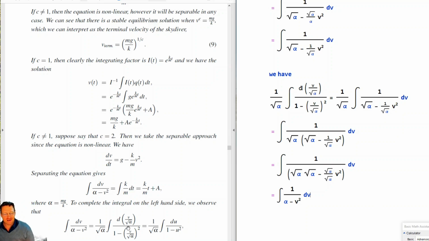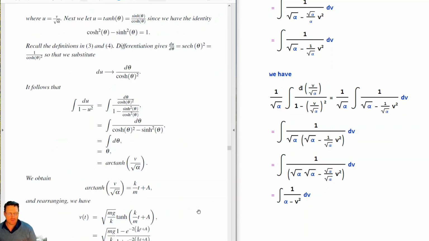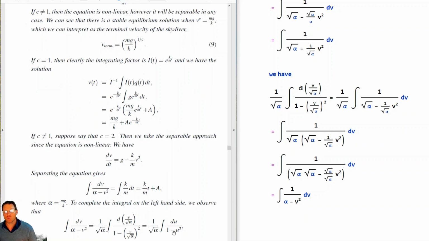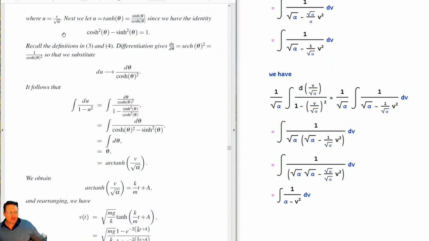Okay, so we can proceed now to finish this off. Now let's recognize v over root alpha as the letter u, so that we have du over 1 minus u squared. Okay, so carrying on. Now we did this integral via a hyperbolic substitution, remember, in the last session. So let's have a look at what we did with that. So we've let u equal v over root alpha.